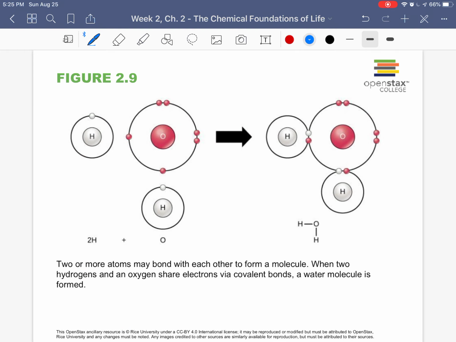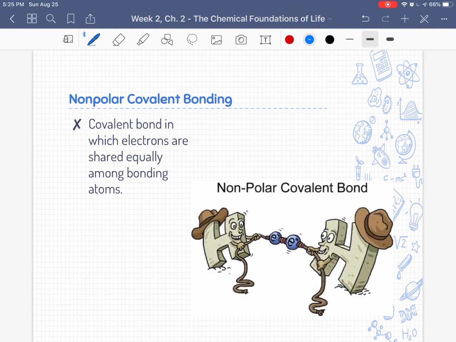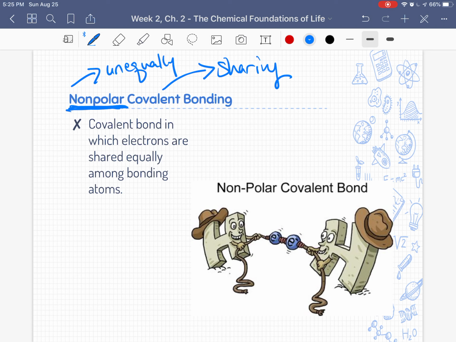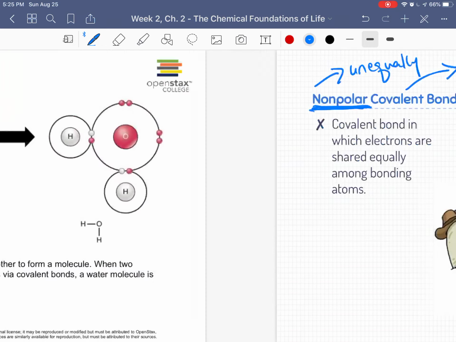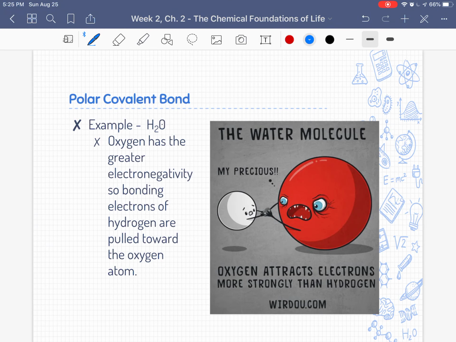We're just rearranging where those electrons are at different periods of time. All right, and you can see this diagram that we looked at earlier. Now, this is an example of a non-polar covalent bond. Okay, so we are sharing, and we are sharing unequally. Wait, that's an example of a polar covalent bond. Did I not put that in there? There we go. Polar covalent bond.